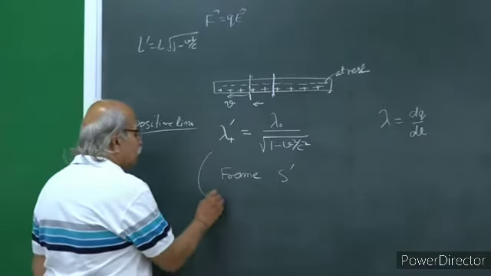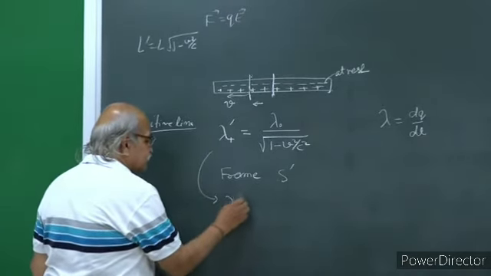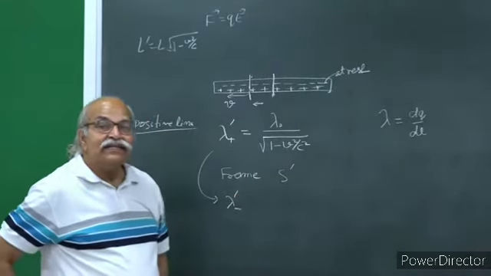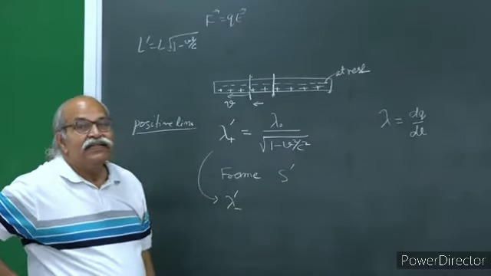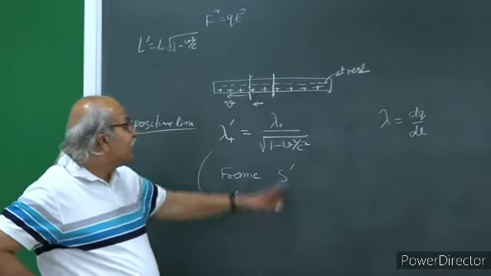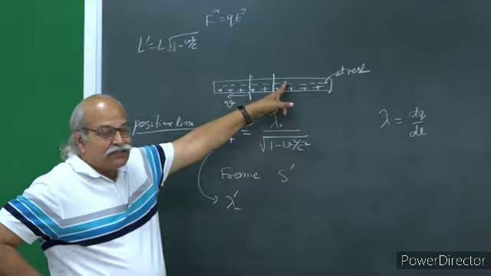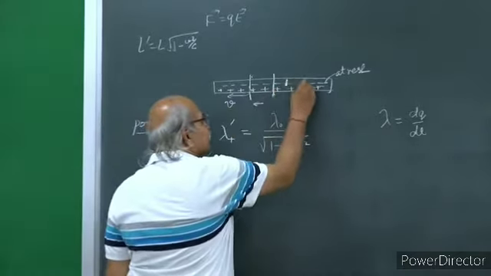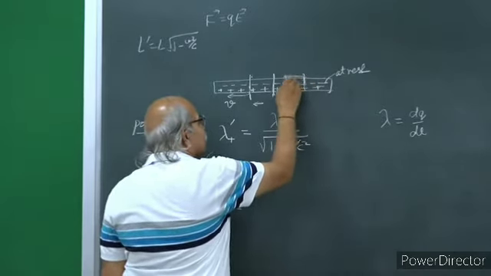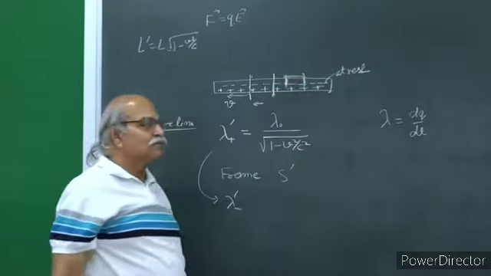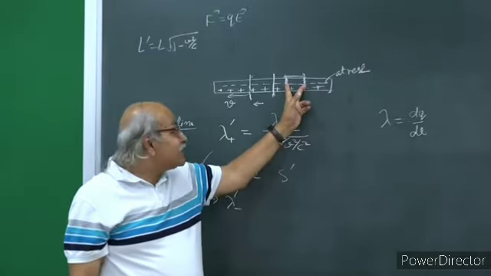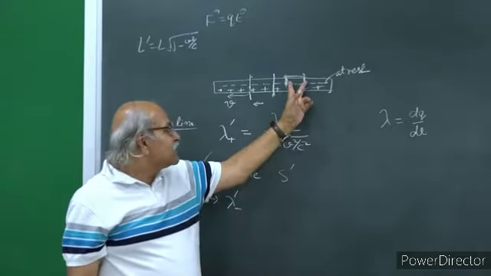And then you look for lambda minus prime. What is the linear charge density of the negative charge line? The negative charge line is at rest here. If I consider a length here, one mark here, one mark here, I am looking at this negative charge in between these two. This length is at rest in the S prime frame. The negative charge line is at rest.